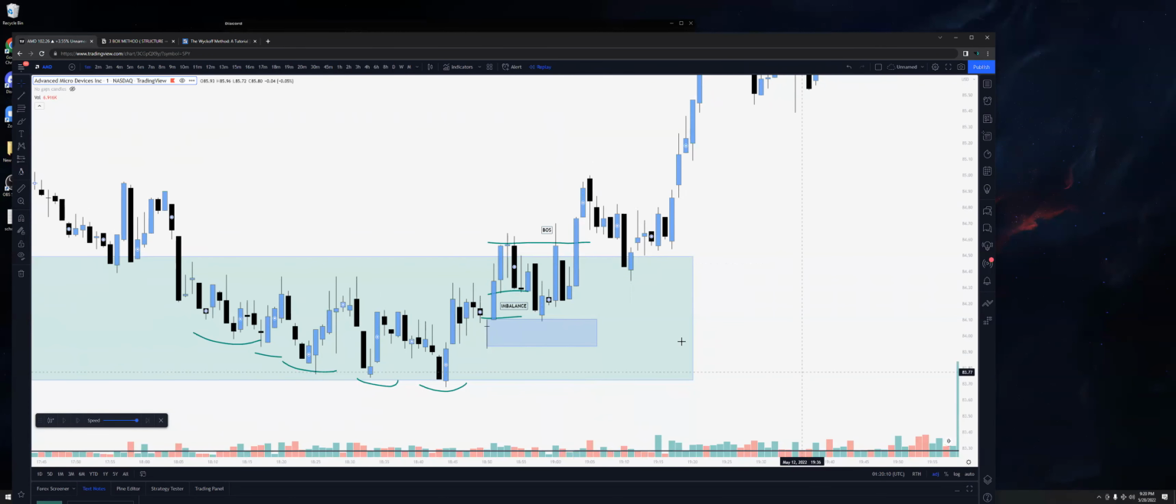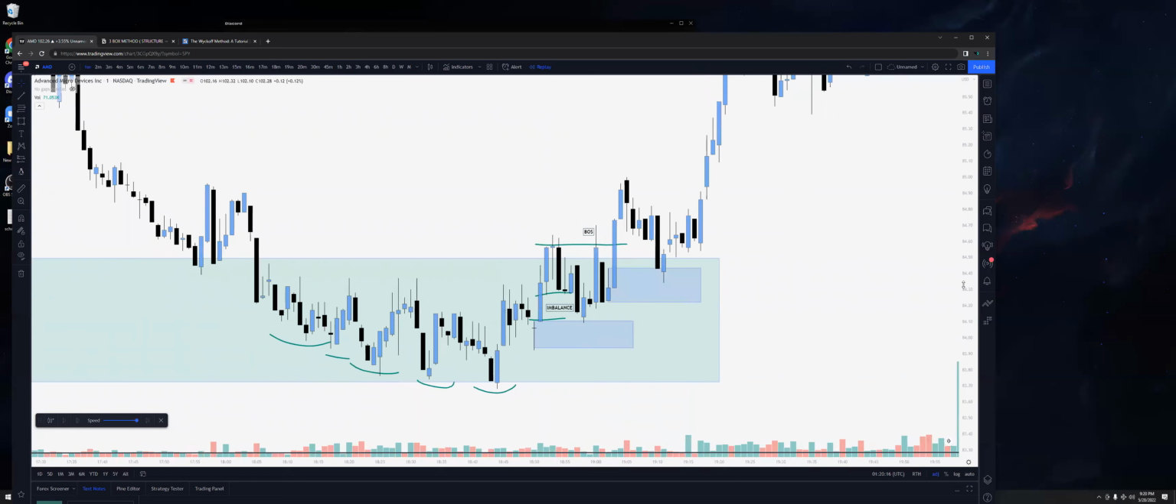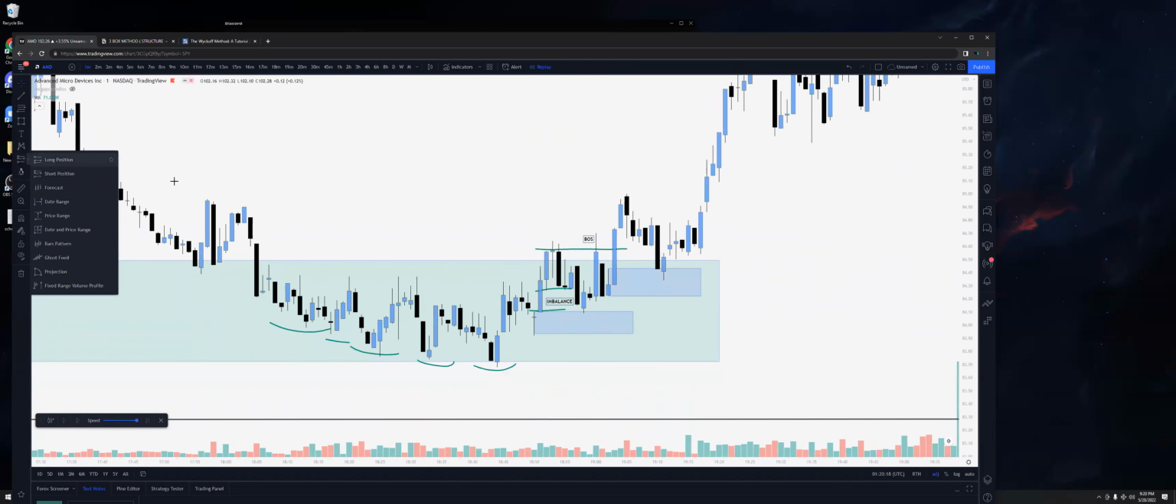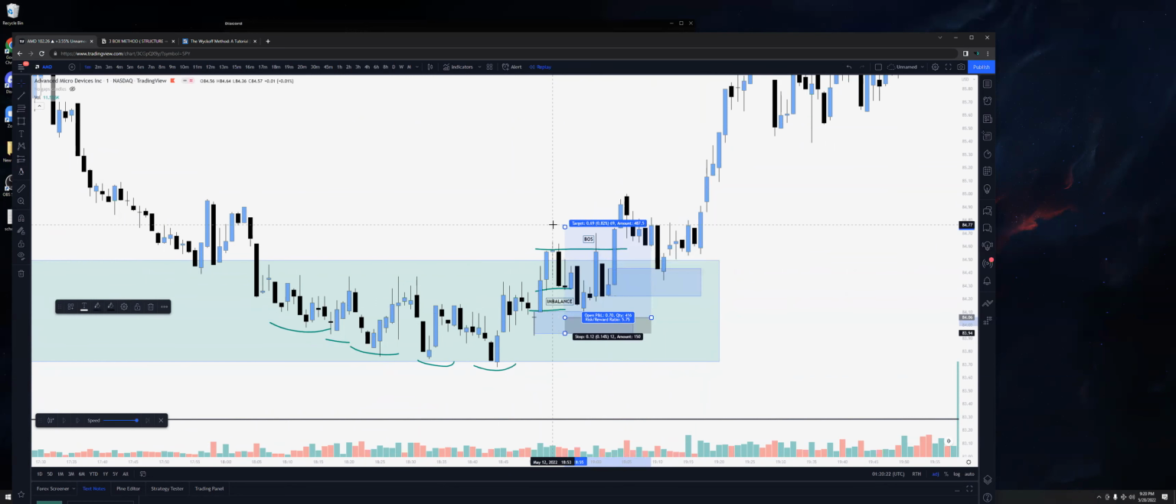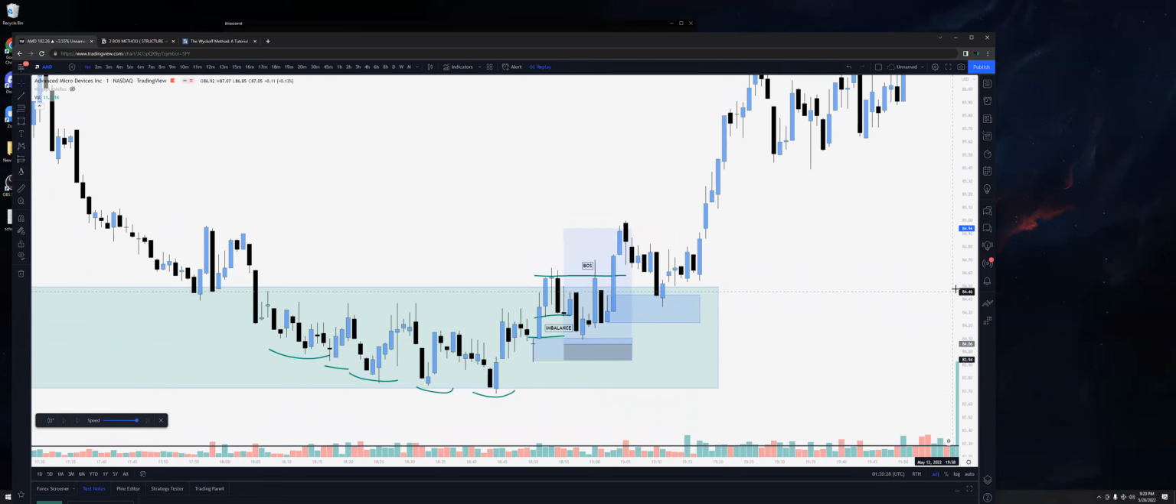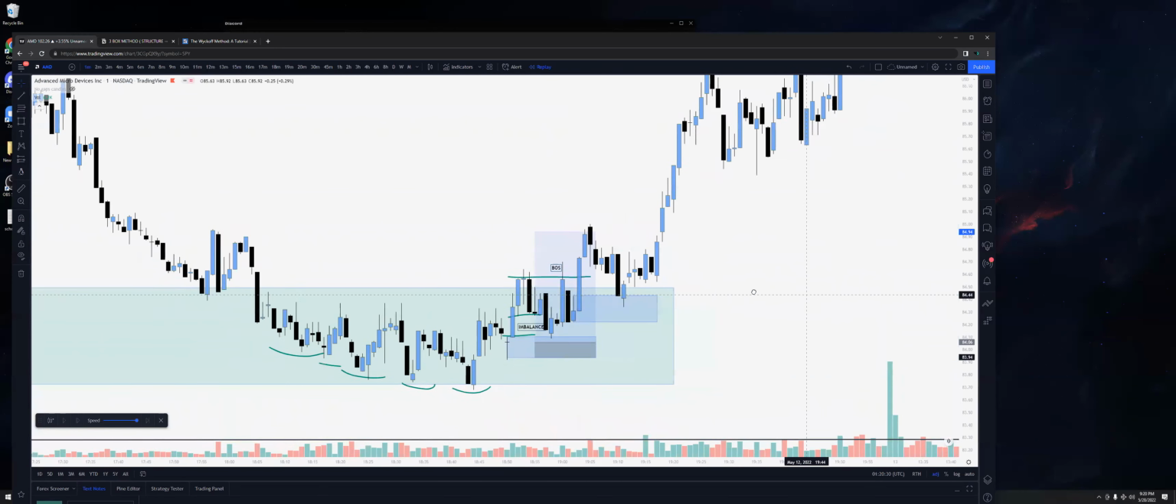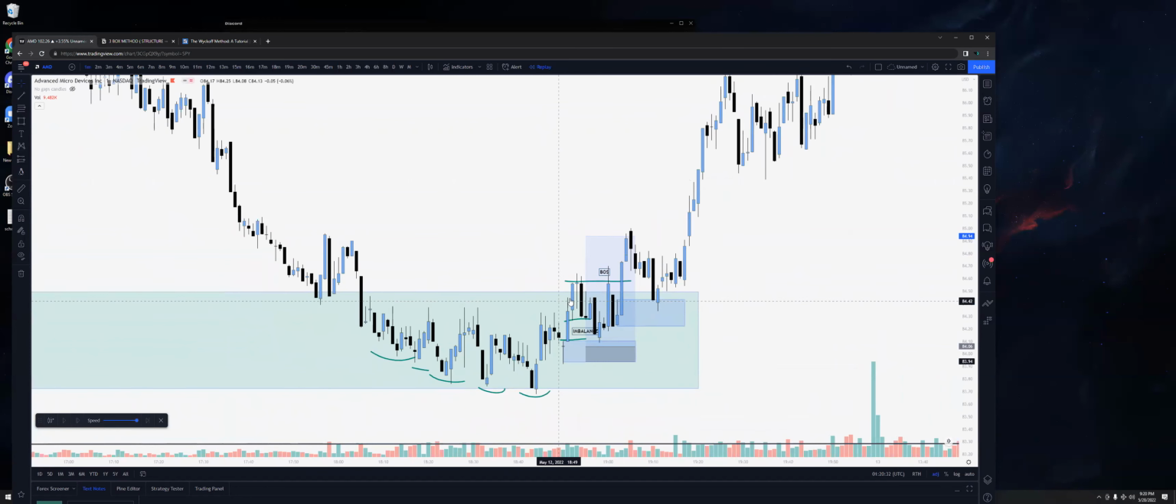So now that it broke structure, you see that run right back down. Where does it run back down to? It runs right back down into this demand zone here. You can already see you got what? Multiple entries off of this. You see how we need that momentum for our setup to take place, for us to find entries and exits. And that's it. There you go.